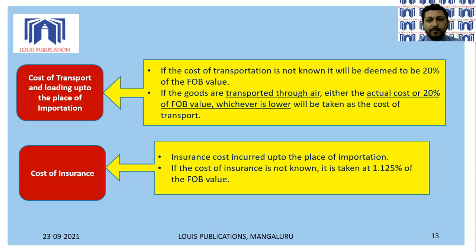But insurance taken from once the goods reach the place of importation to the godown of the importer, such insurance cost is not to be included in the assessable value. So even if, suppose I'm importing goods from London port to Mangalore port, I might have taken an Indian insurance company to provide me insurance in case of any kind of losses that happen. Whether I pay in pound sterling or in Indian rupees, it does not matter. That will form a part of assessable value.